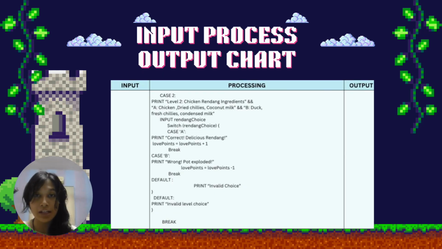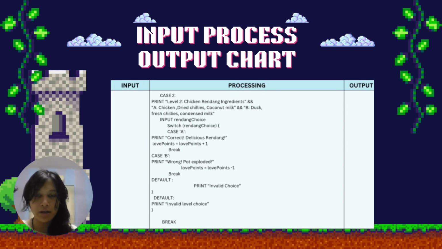Next up, we have the second case, which is the second level, chicken rendang ingredients. There are two choices the users can choose from, which is chicken, dried chilies, coconut milk. And the second choice is duck, fresh chilies, and condensed milk. And then we input the rendang choice. If we choose the first option, we display correct, delicious rendang, and we add 1 love point. And then we break, and if they chose the second option, they will get wrong, pot exploded. We will minus 1 love point from the total love points. After that, we break for the default, which is an invalid choice will be displayed.